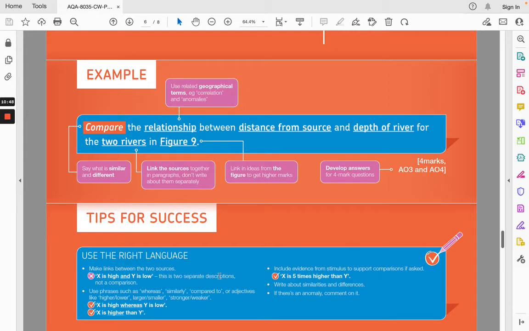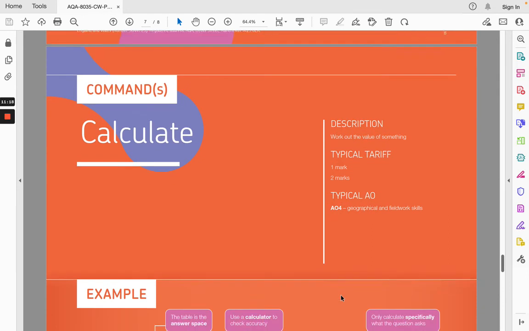It's not a comparison. Okay, so if you use a connective, whereas, or X is higher than Y, you're actually then linking the two together. Okay, so don't just make two separate comparisons, okay? But what I was going to say is, if you've got data, use the data. Okay, so for example here, look, X is 5 times higher than Y, so just bear that in mind. If there's anomalies, comment on them. Okay, they're there for a reason, comment on them. Okay, sorry, I got a little bit tongue-tied there.